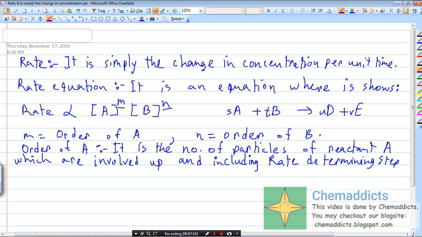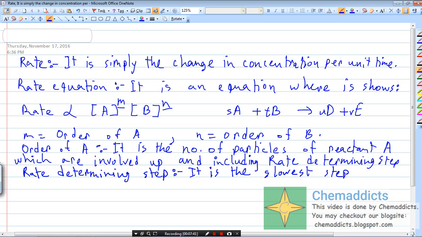So now the question might arise from you fellas: what does this rate determining step mean? What the heck is the rate determining step? So let's see. The rate determining step is the slowest step. It is the slowest step of a multi-step mechanism.